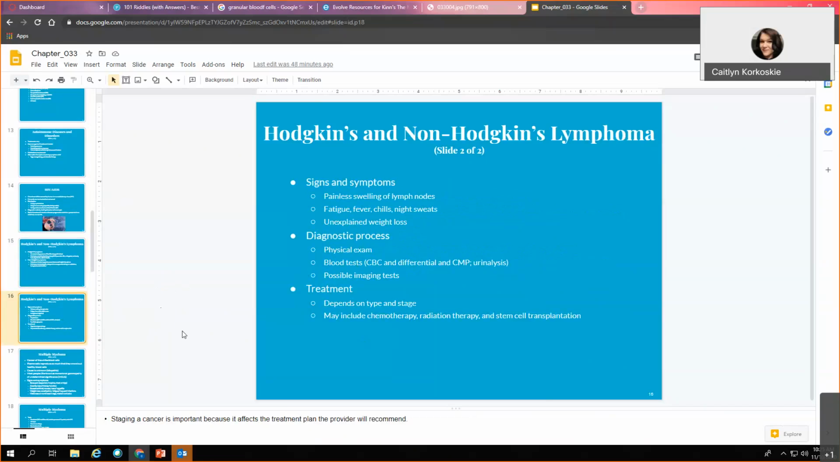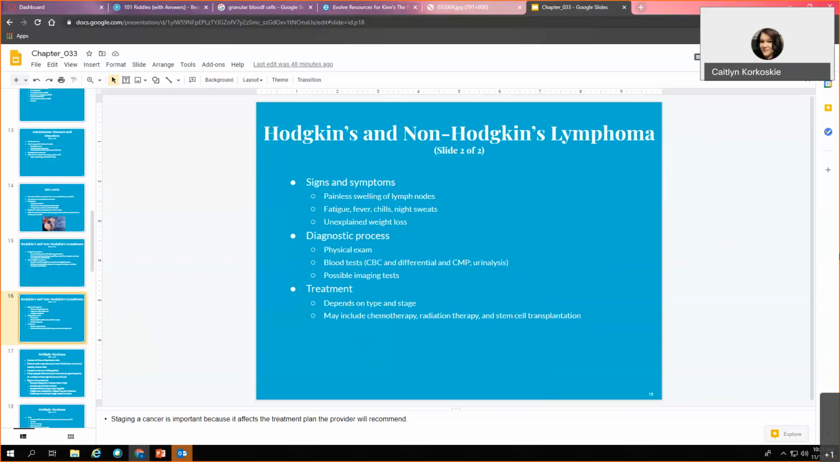But some signs and symptoms of this would be painless swelling of the lymph nodes. So that would be the key. It would be painless, because usually when you have swollen lymph nodes, you do feel some pain and tenderness. But someone who has swollen lymph nodes without any pain or tenderness will have some fatigue, fever, chills, night sweats.